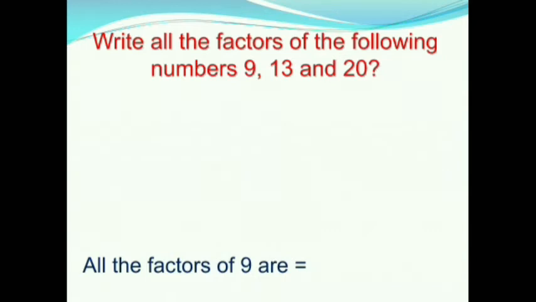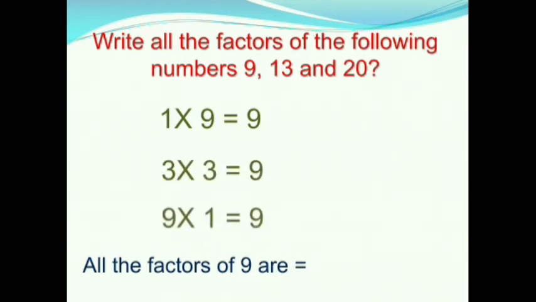In which table do we get 9? 1 into 9 is equals to 9. 3 into 3 is equals to 9. And 9 into 1 is equals to 9. Therefore, all the factors of 9 are 1, 3 and 9.